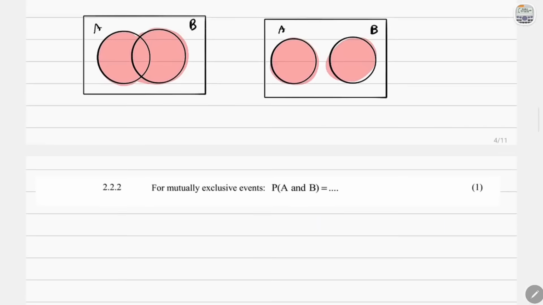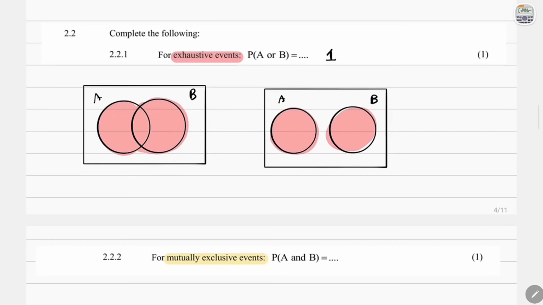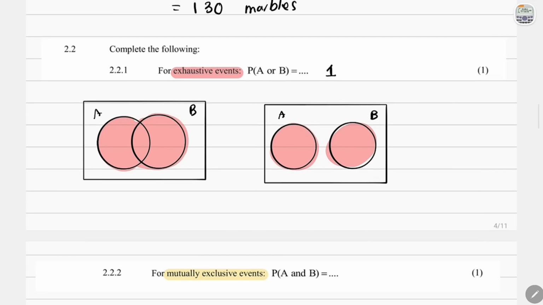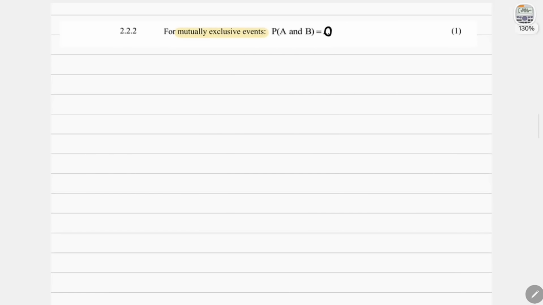And then 2.2.2, they say for mutually exclusive events, the probability of A and B should be equal to. So if they are mutually exclusive, okay, they are excluded. They would not intersect. Okay, you can see this as they have mutually decided to exclude each other. They do not intersect in this case, and so there is no intersection. Here we have an intersection. This would be the probability of A and B. Here we don't have an intersection, so in this case the probability of A and B should be equal to 0. Okay, moving on to the next question.